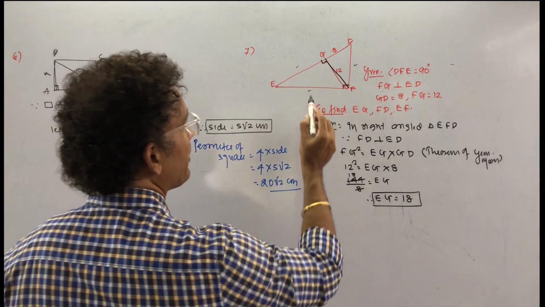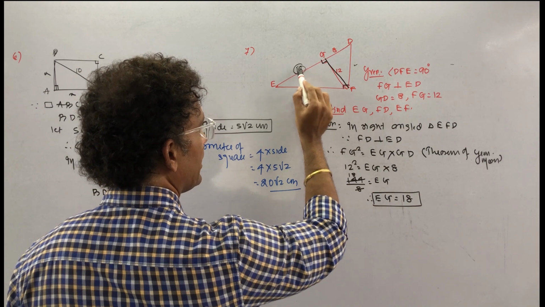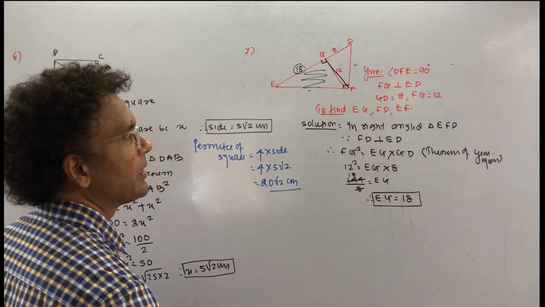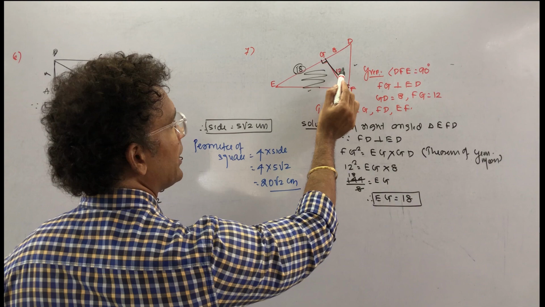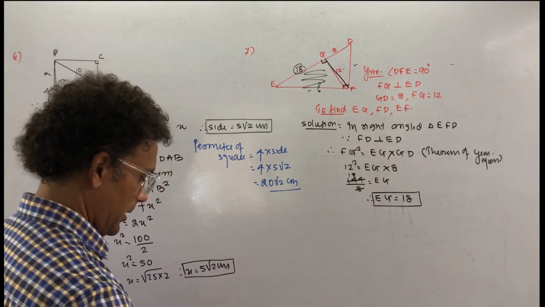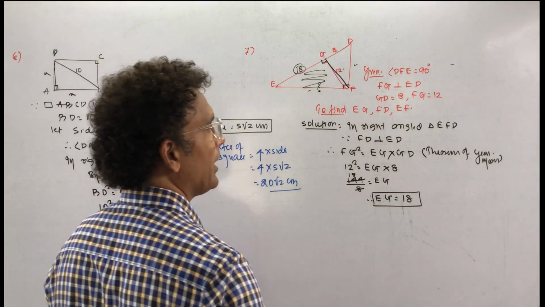Now everybody can manage on your own. This is equal to 18. Then you'll go with this triangle over here. This is a right angle triangle. You know this side, you know this side. You can find out this side by Pythagoras theorem. Everybody can do on your own.